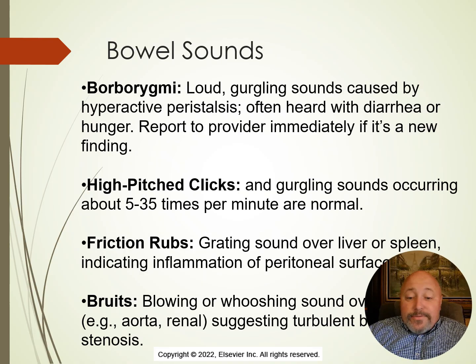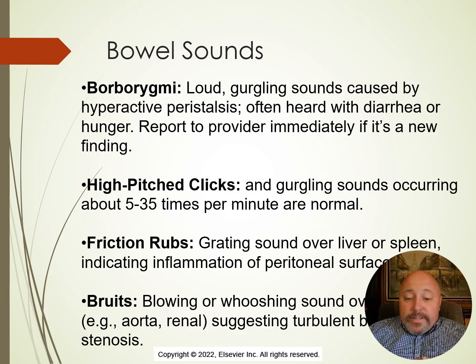Looking at our definitions for this chapter, the first one's going to be a borborygmy. These are abnormally loud gurgling sounds caused by hyperactive peristalsis, often heard with things like diarrhea or hunger. In the case of high-pitched clicks, these are more normal sounds, just those normal high pitched gurgling sounds, occurring about 5 to 35 times per minute within a normal bowel. In the case of friction rubs, these are going to be grating sounds heard over the liver or spleen that indicate inflammation of the peritoneal surface.